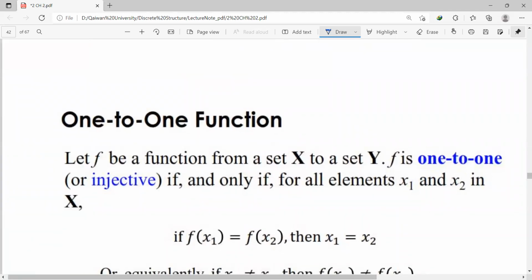Now we have one-to-one function. So let f be a function from set X to set Y. F is called one-to-one function or injective function if and only if for any two elements in the domain, if their images are equal, then they must be equal also.